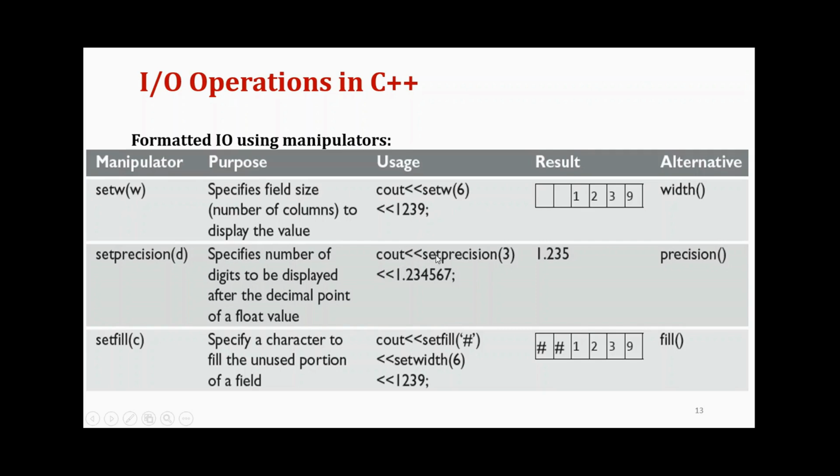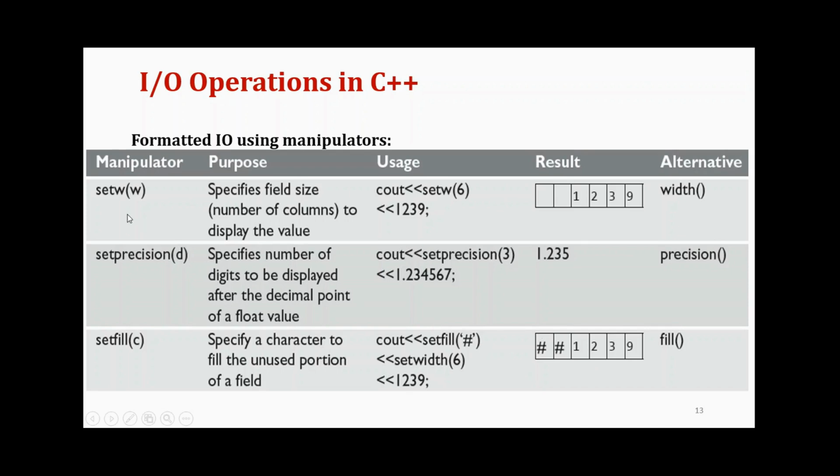Next one is setprecision of 3. So cout 1.23456... After the decimal point, you specify how many digits you want, and it is rounded off. setfill fills with this character within the setwidth. I have to use setw of 6 and 1 2 3 9. So 1 2 3 9 will be shown, and the remaining two places will be filled with the hash character.